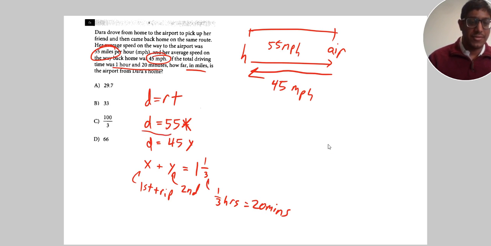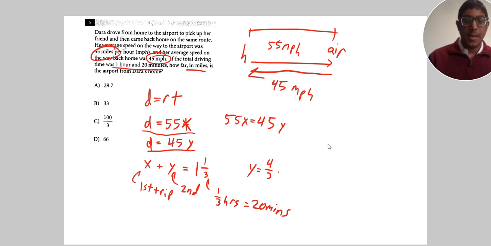Because the distance equals 55x and the distance equals 45y, we can actually set those equal to each other. So 55x equals 45y, because we know they both equal d, so they must be the same. And then we can take that second part, and what we're going to do is just subtract the x over to the other side. So y equals 1 1/3 or 4/3 minus x.